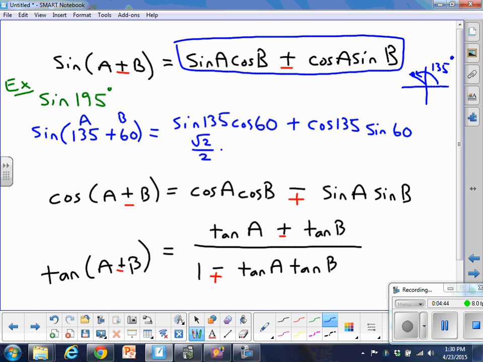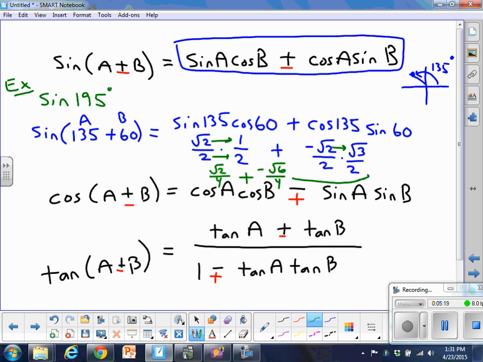The cosine of 60 is going to be 1/2 from the unit circle. And then we switch them up. Cosine of 135, that's the one that's negative root 2 over 2. And the sine of 60 is the square root of 3 over 2. And then you just kind of need to do the little arithmetic here. We're going to multiply straight across here, so that's root 2 over 4 plus negative root 6 over 4.